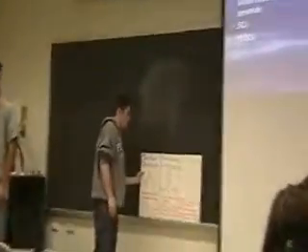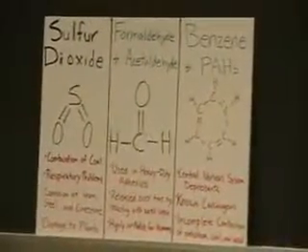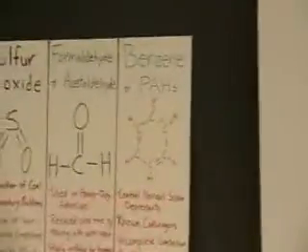Okay. The next 3 are summarized on this chart. It just gives the basic structure and then some of the basic facts about them: the most important thing about sulfur dioxide, formaldehyde and acetaldehydes, benzene, and PAHs.